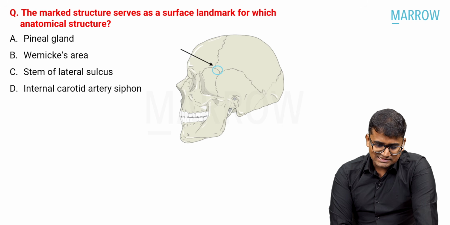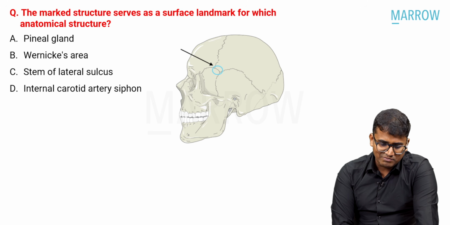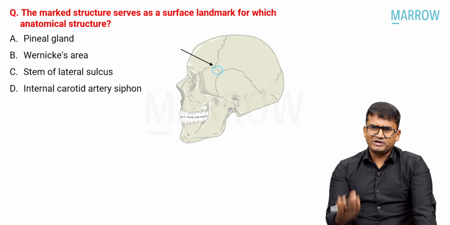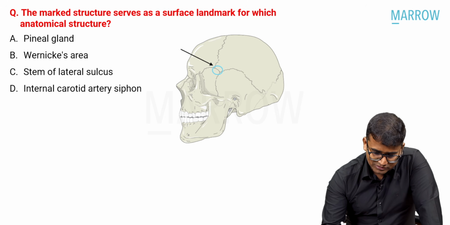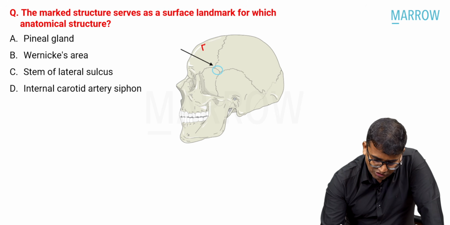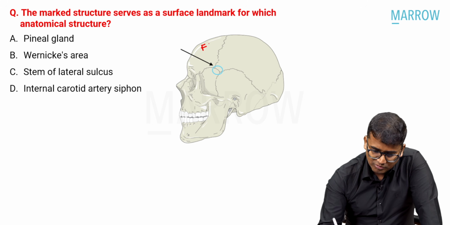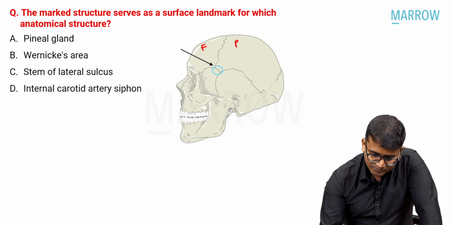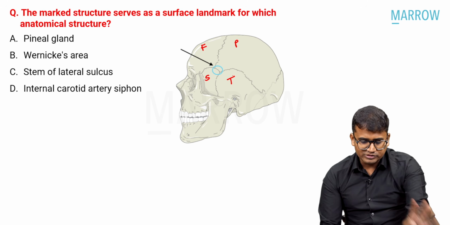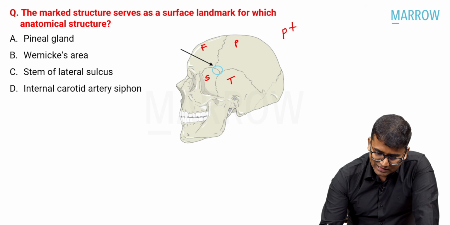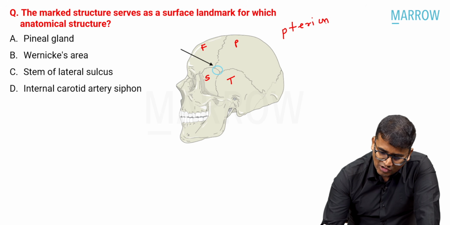The marked structure serves as the surface landmark for which anatomical structure? Now, again a repeat question. This is the fourth time they are giving this question. Now, the marking is a junction of 4 bones. This is the frontal bone, parietal bone, sphenoid bone and the temporal bone. So 4 bones meet at this point, and that point is called the pterion.